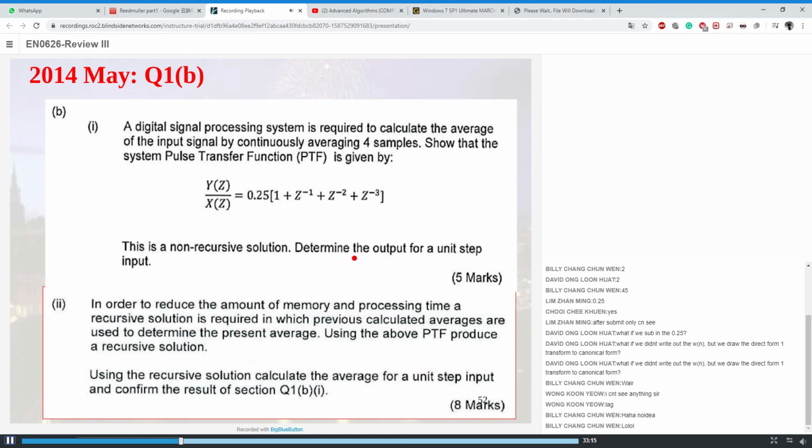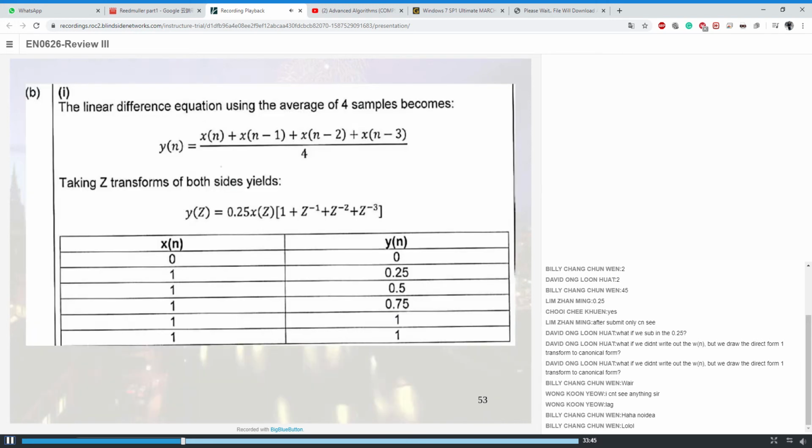In order to do a comparison, you use the FIR, or sorry, I should say non-recursive, to calculate the unit step response. And then you use a recursive solution, the recursive moving average filter, with the same input to calculate the output for comparison. Since both are moving averages, the answers should be the same. That's why it should be the same. Okay, so these are some of the answers over here.